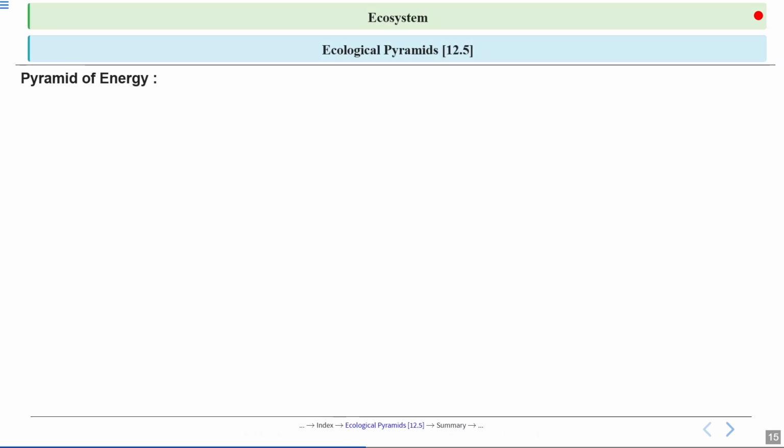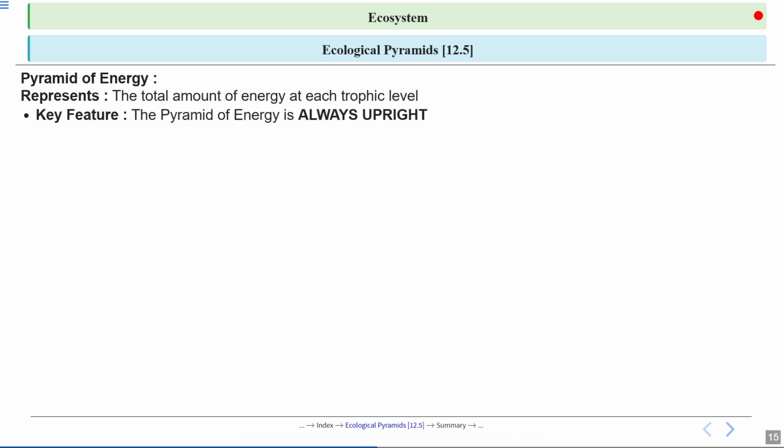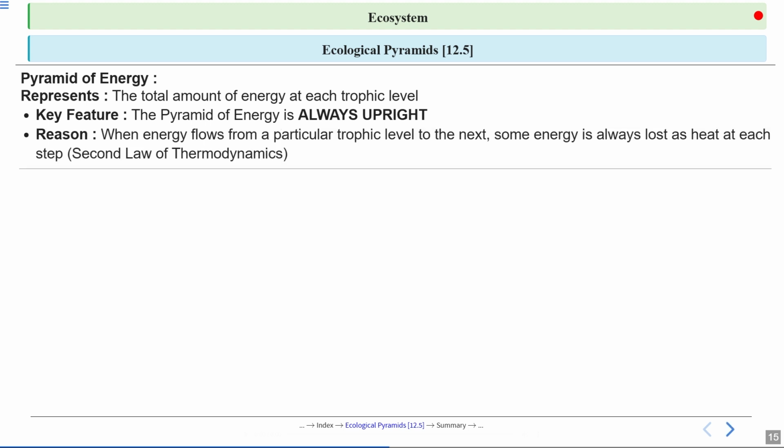Let's talk about the pyramid of energy. The pyramid of energy tracks how much total energy is available at each level of a food chain. Here the energy is measured in units like calories or joules, and this pyramid shows that the base, made up of producers, has the most energy. Now what is the key feature? The pyramid of energy is always upright. Why is the pyramid of energy always upright?